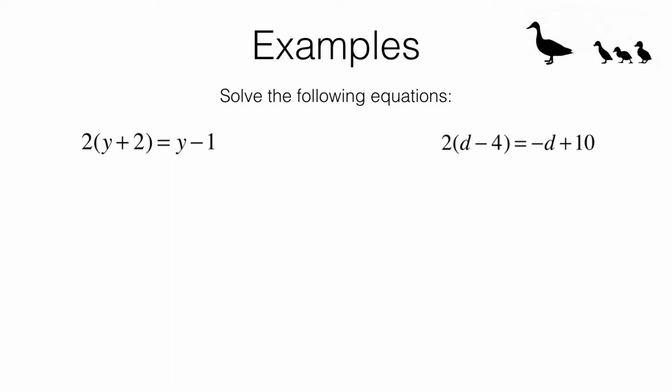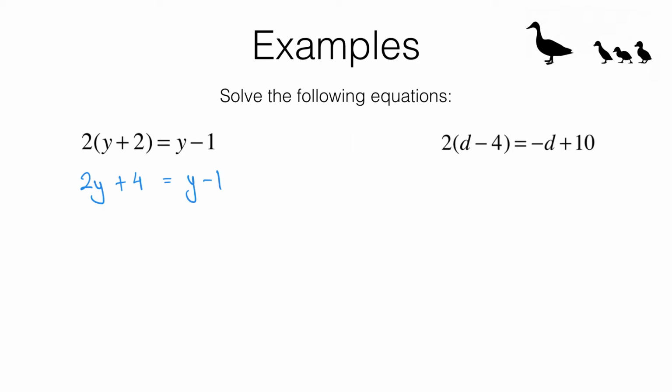We've got 2 multiplied by y plus 2, and that equals y minus 1. And we need to solve the equation. That means find the value of the unknown. Now, what I'm going to do is expand the left-hand side. I'm going to multiply that out. Multiplying out, I get 2y plus 4, and that equals y minus 1 on the right-hand side.